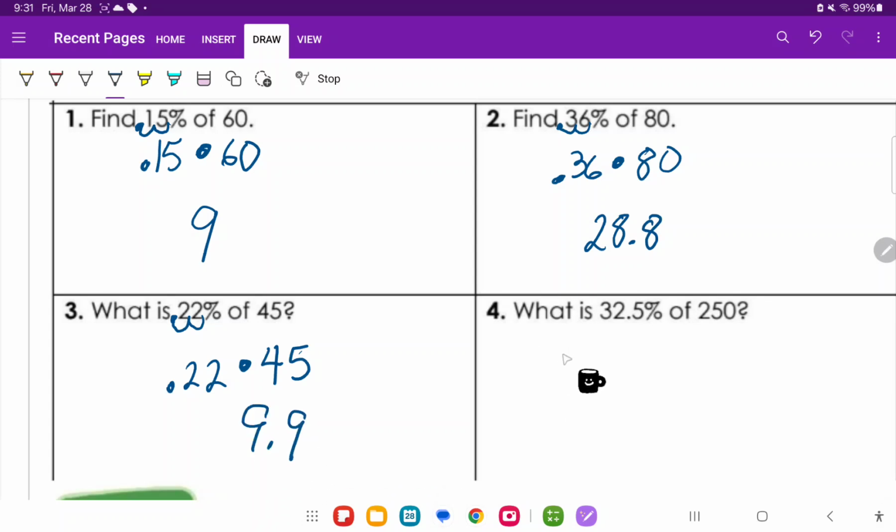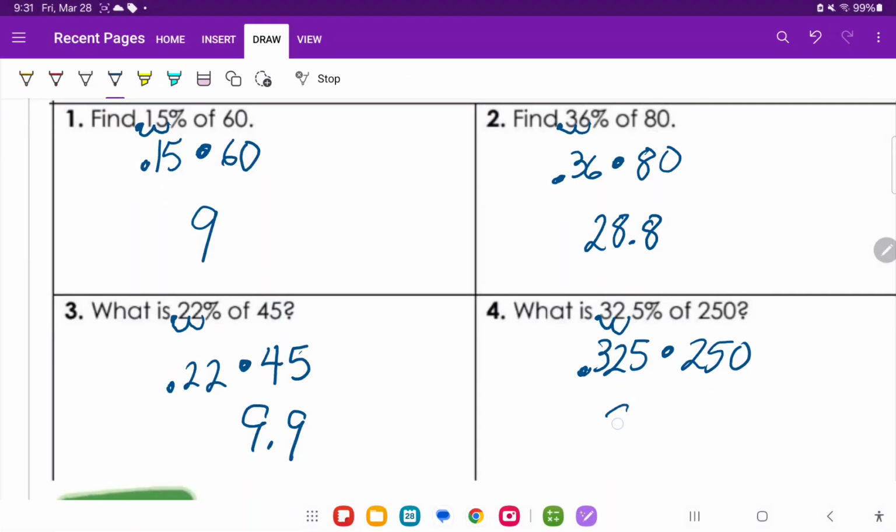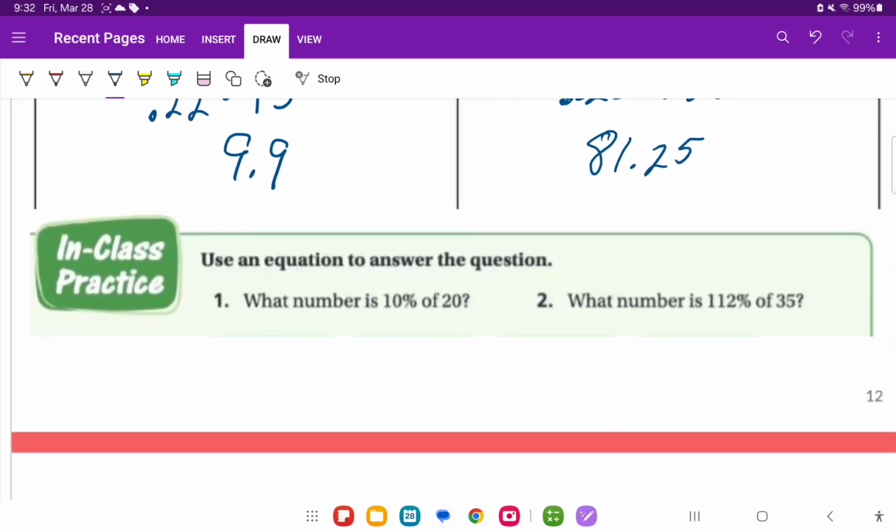And then on number 4, 1, 2. So that's 0.325. Then we have our "of" again, 250. It's times 250. So 0.325 times 250. That is going to be 81.25. Okay. Good.